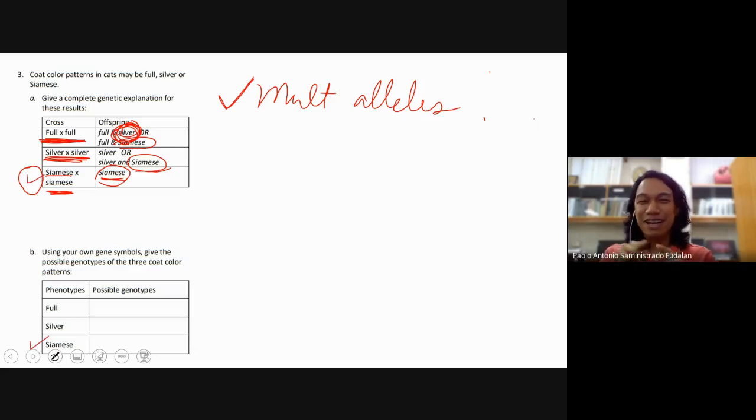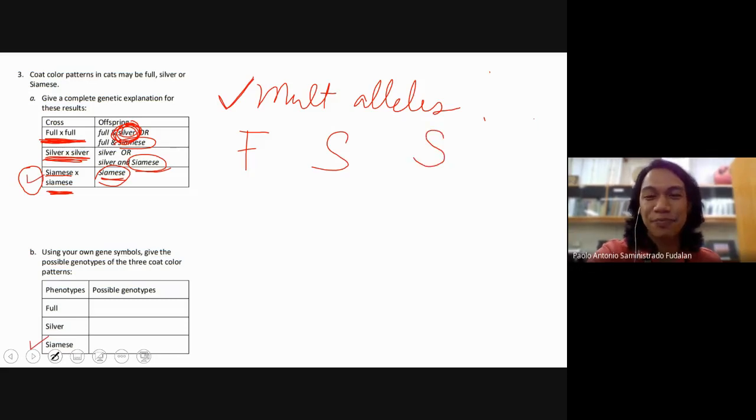Okay, I'll try to direct you, para diretso tayo sa answer, because I want you to figure this out. If we are going to assume it's multiple alleles, and let's assume there's an allele for full, an allele for silver, and an allele for Siamese. If we assume that, do you think we are one step closer to the answer? Multiple alleles: there's an allele for full, for silver, for Siamese.